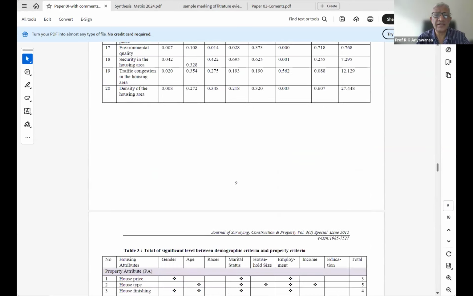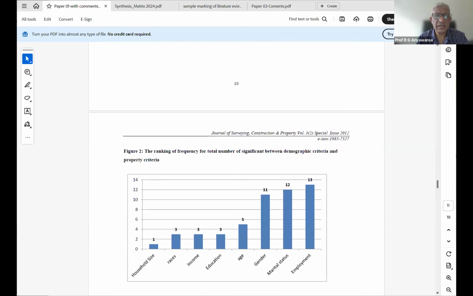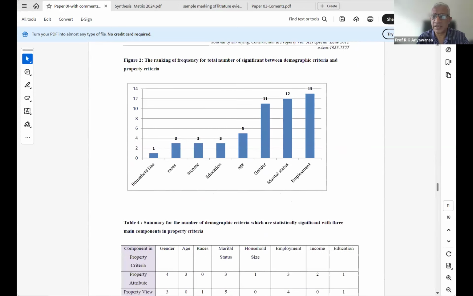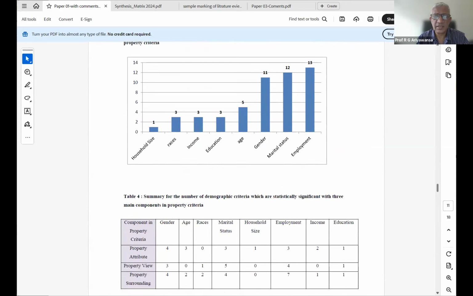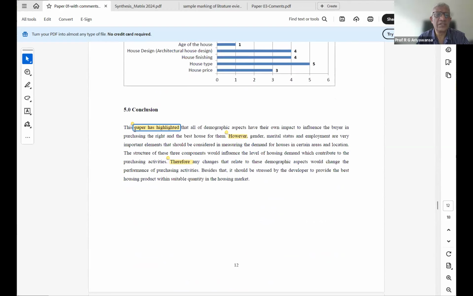So different data sets they use to analyze, different methods they have adapted, and the presentations of data and findings, different ways, different tools, and conclusions. So this paper highlights the general findings. Again, the findings also first in general, overall, then step by step specific. Generally, they are telling that this paper highlighted that all demographic aspects have their own impact to influence the buyers in purchasing. Likewise, the general state.